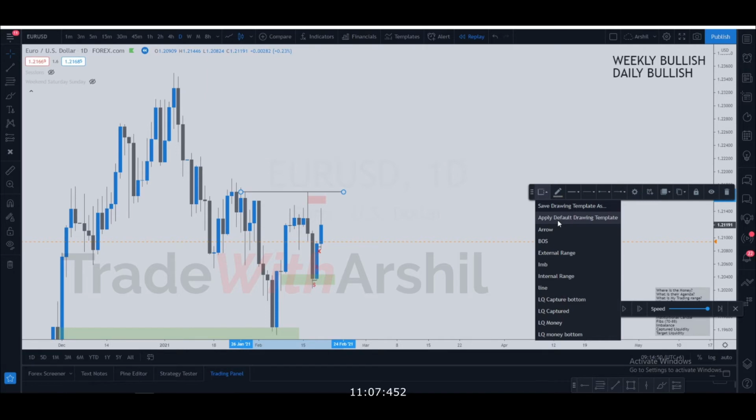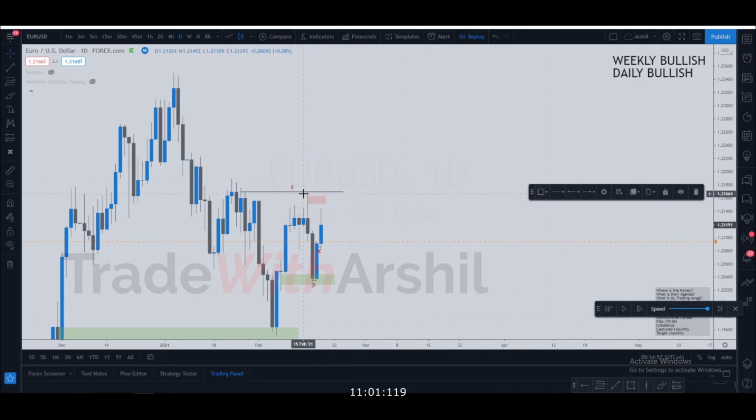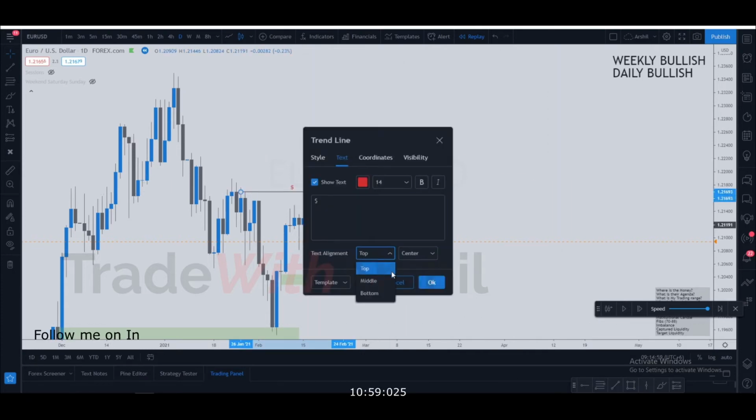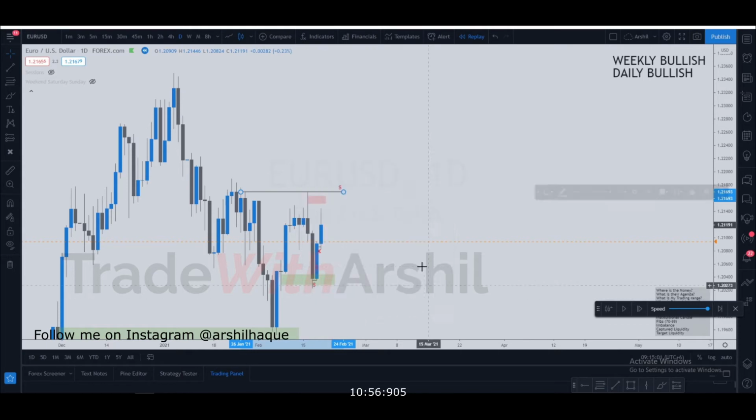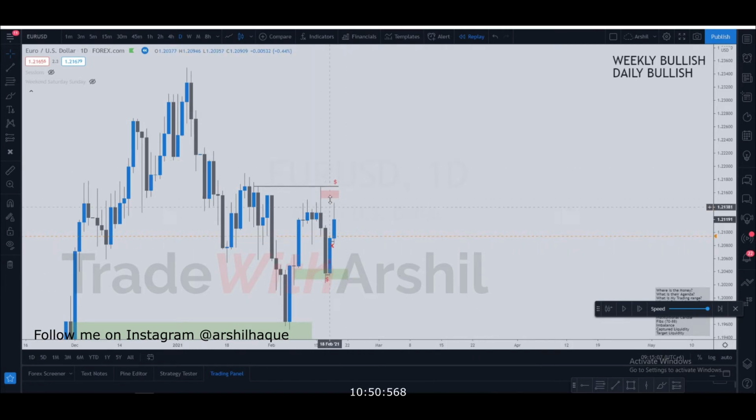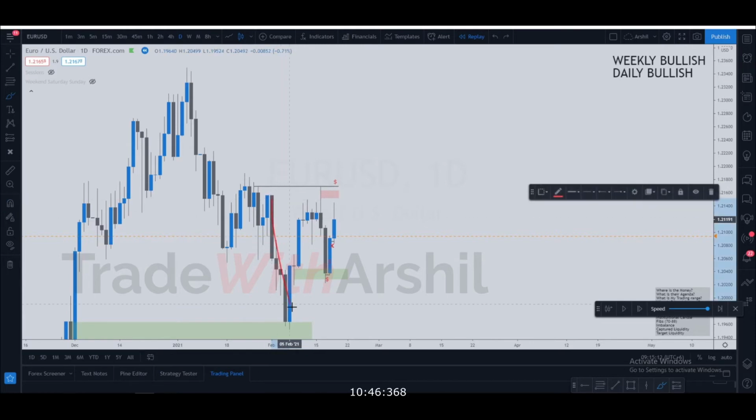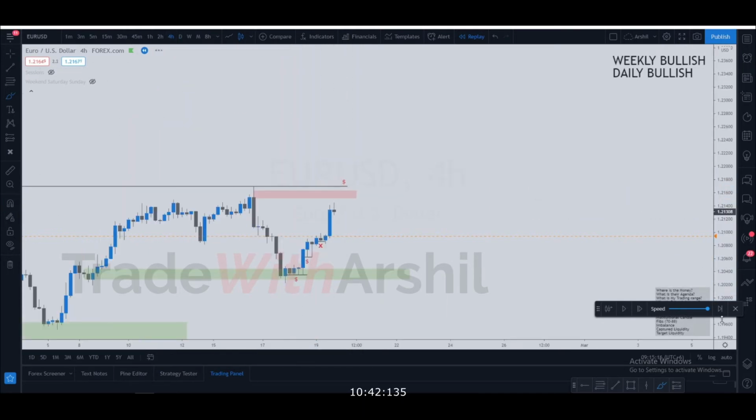Just a second, guys. I marked them up as the target. Let me just mark it up. Okay, so this was my target for the day. I'm expecting a higher high above this, so the market should be closing above this. That's our target.